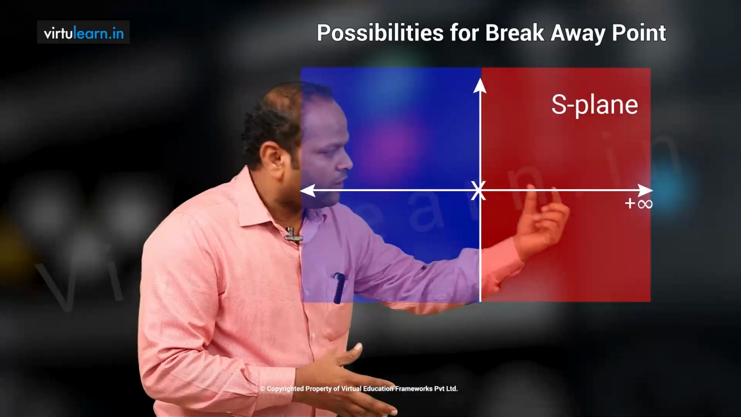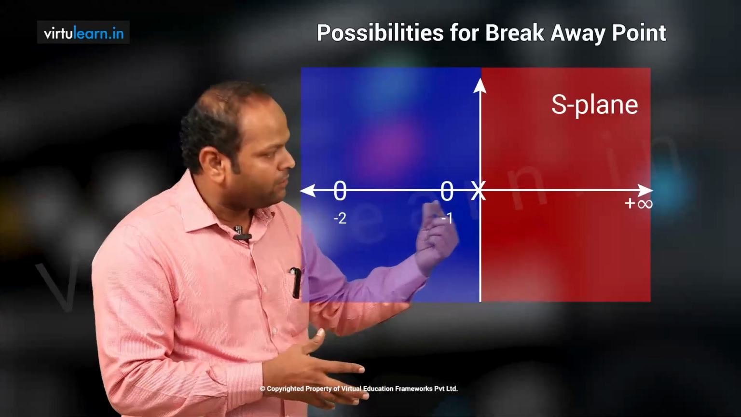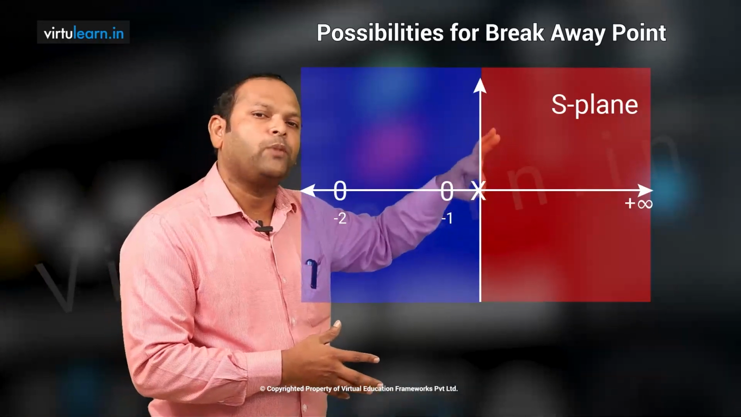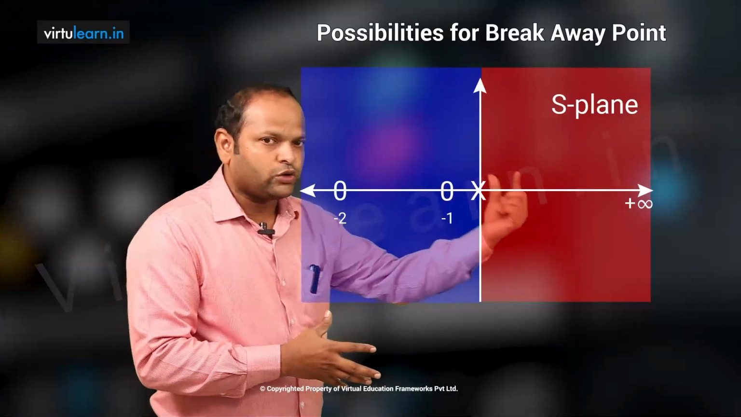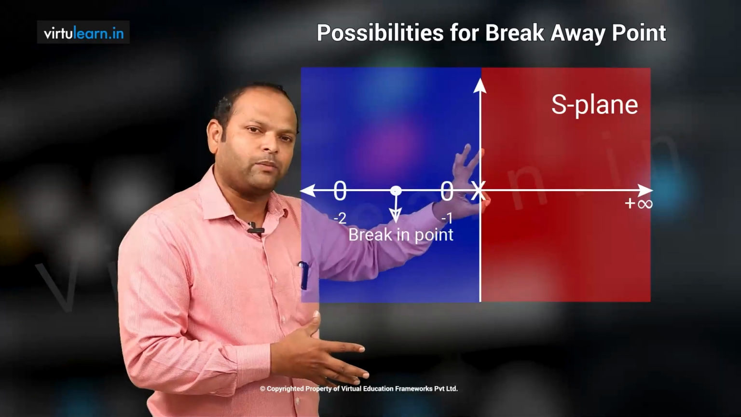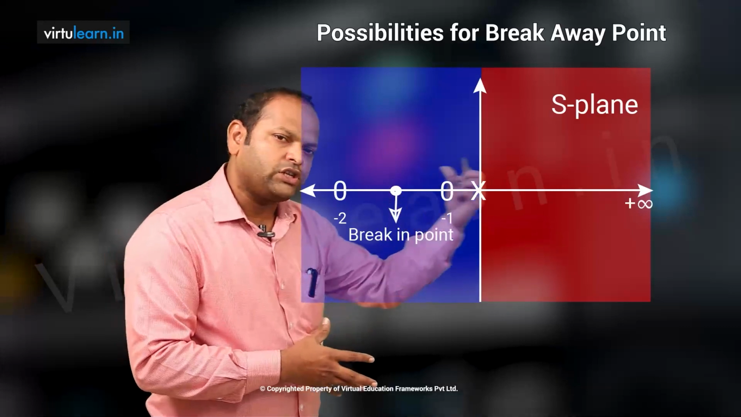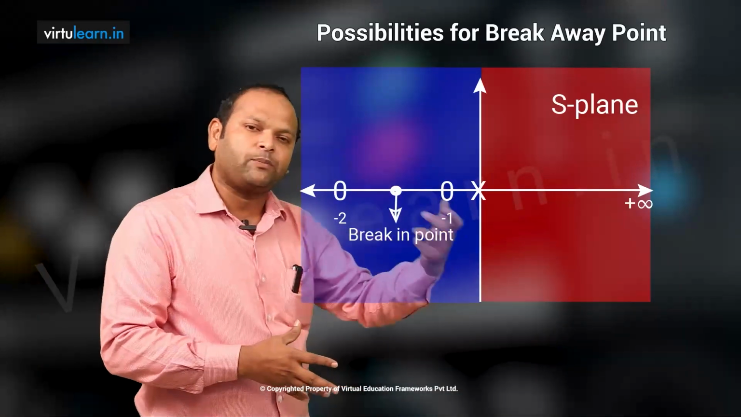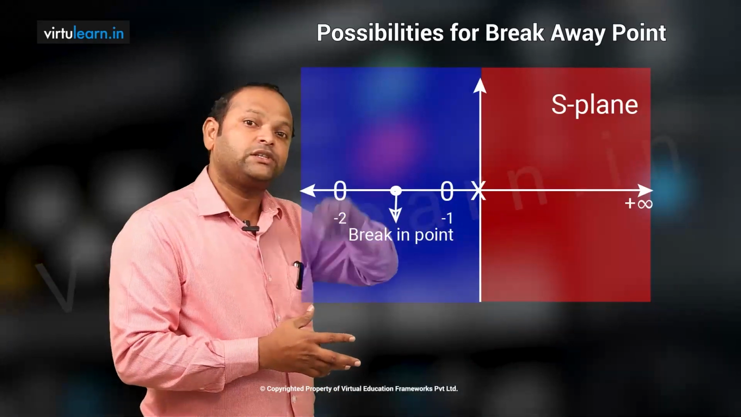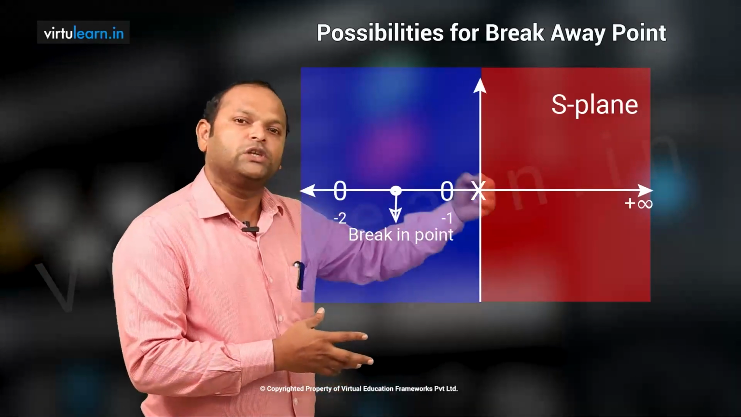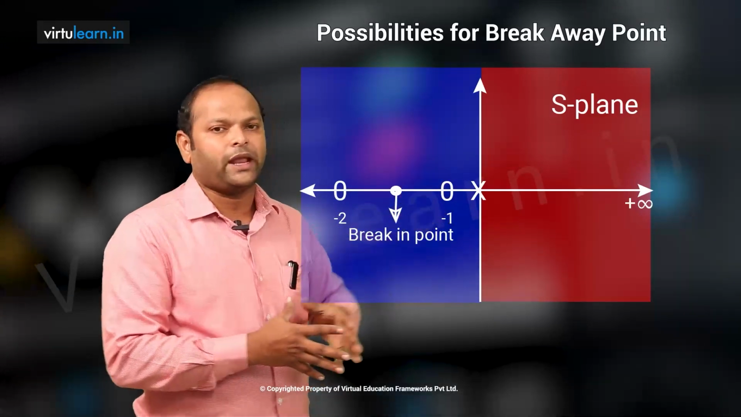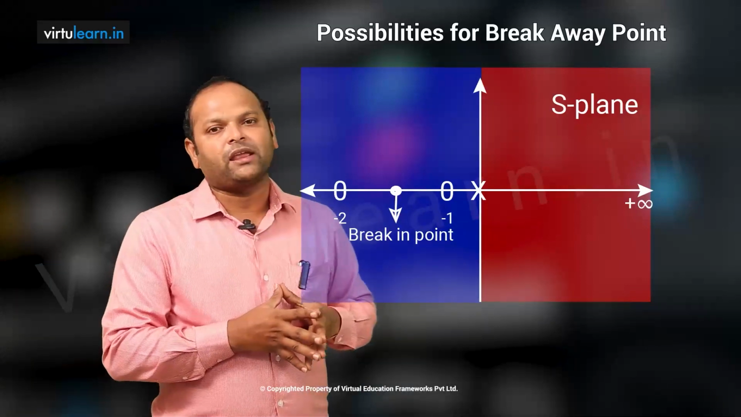If you have two zeros adjacently placed, and in between you have root locus area, there exists one break-in point. What does it mean? We know a zero is the terminating point of a root locus branch. If there are two zeros, two root locus branches should terminate at these open loop zeros. They come from the complex plane and enter into the real axis at the break-in point. This is one possibility where a break-in point can exist.